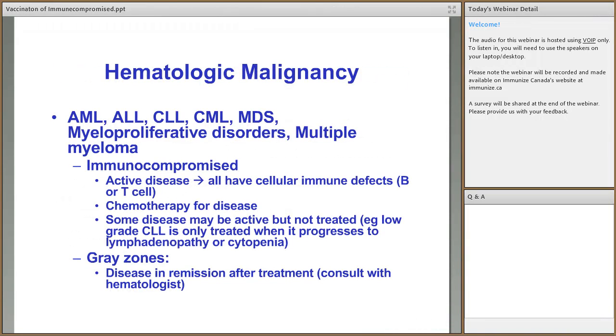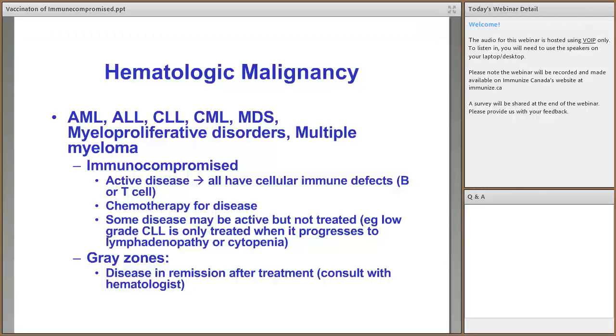So now let's move on from solid tumors to hematologic malignancies. This is another group of immunocompromised persons. So this consists of your AMLs, ALLs, CLLs, which are the chronic leukemias, myeloproliferative disorders, and multiple myeloma. So this is a very large group of patients.